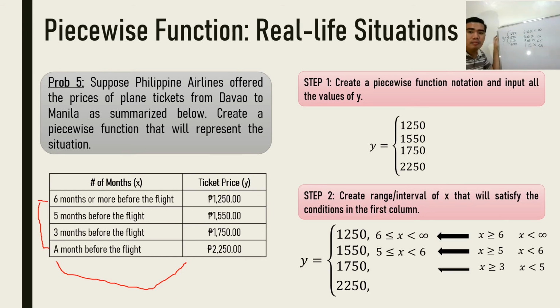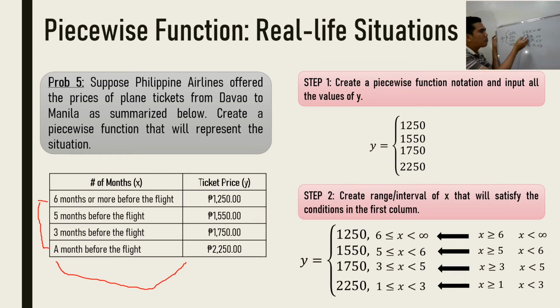Okay, that's it. Pakita ko lang kung yung nasa slides ko. Ayan. So, this is how to make a piecewise function out of the conditions. Hopefully, nasabtan.